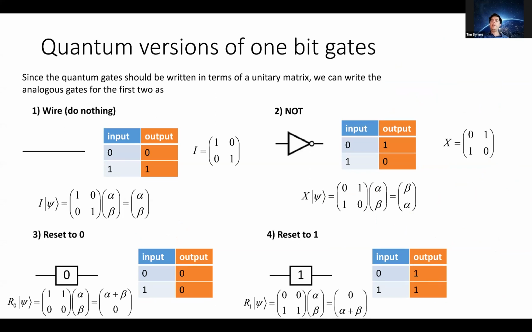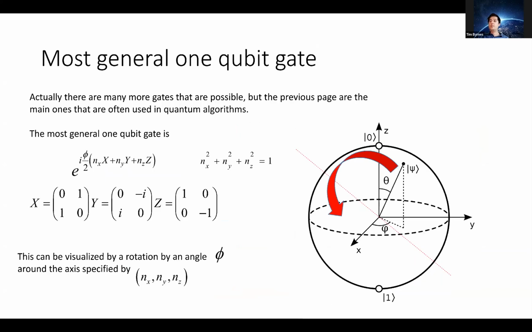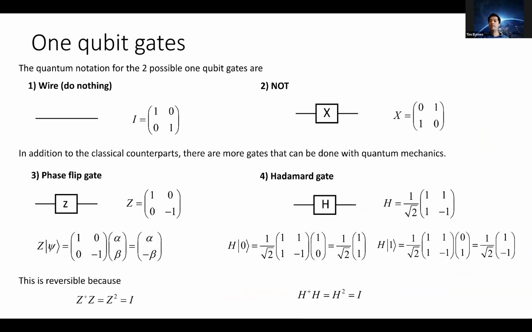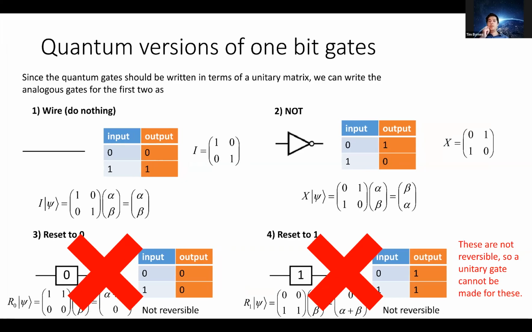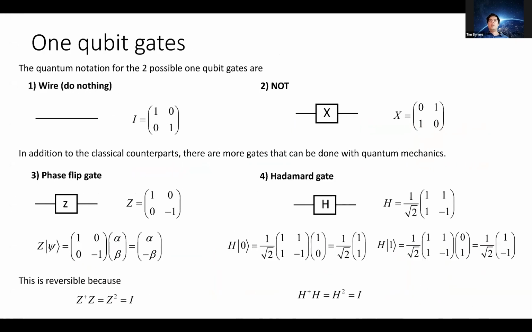Okay. And then the story for this last one is the same. Reset to 1 is obviously not invertible either. So I think I already said the answer for these, but they're basically not reversible. So a unitary gate cannot be made for these, numbers 3 and 4.